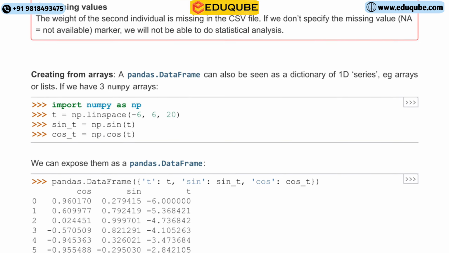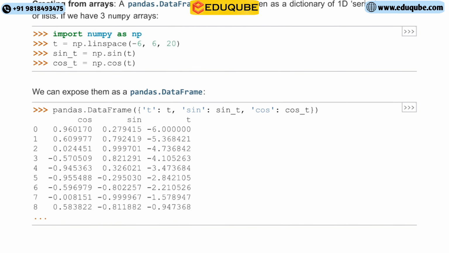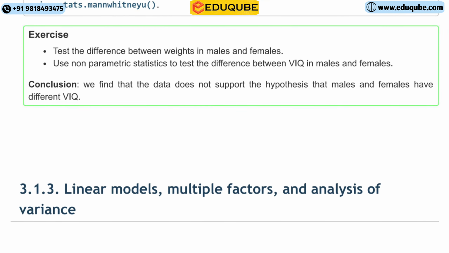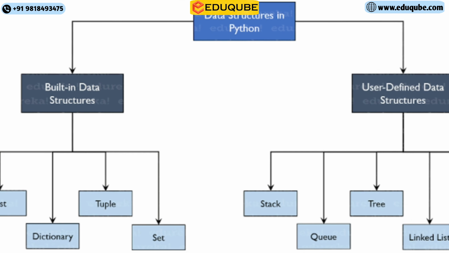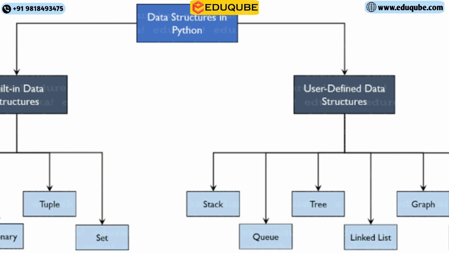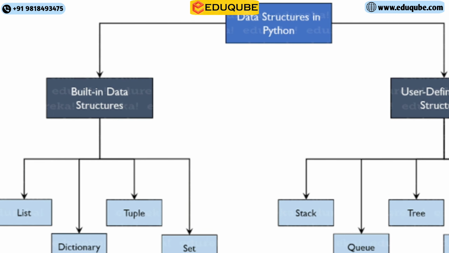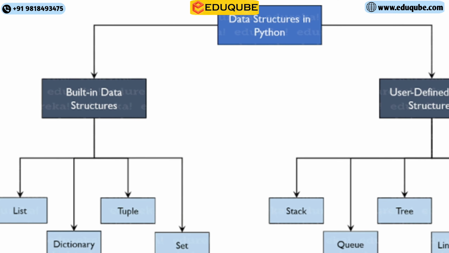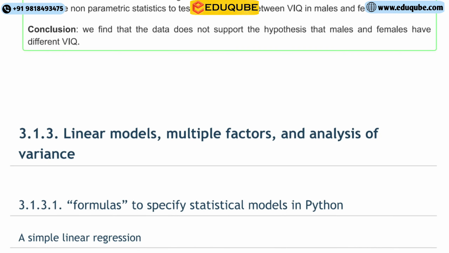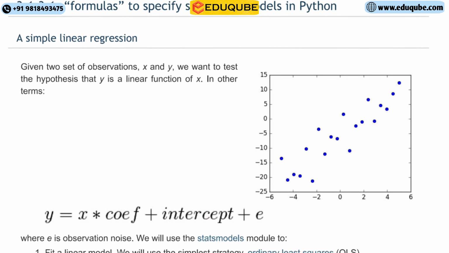So Python is based on data structures, and data structures have lots of types of data. In data structures, we have four types of data, which are list, tuples, sets, and dictionary. So I'm going to teach you list today.